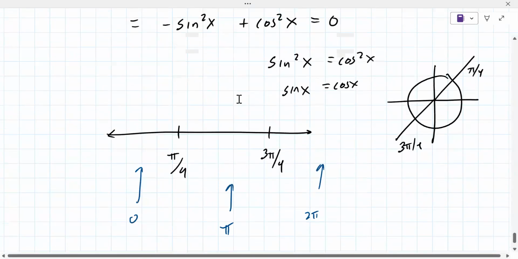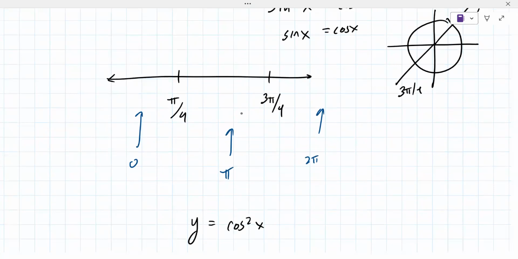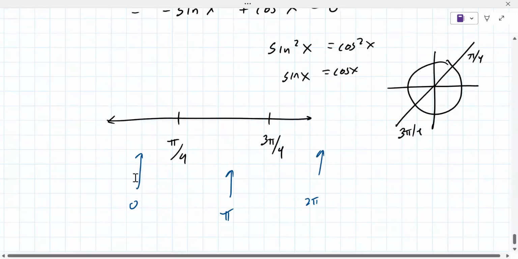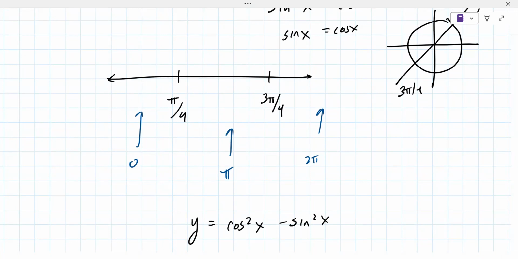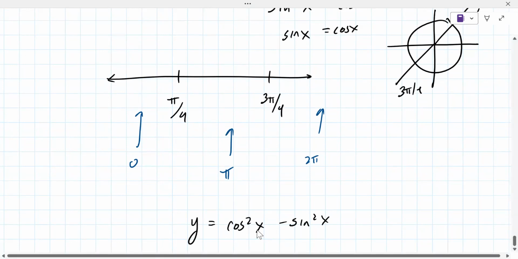Let me just rewrite this here: cosine squared x minus sine squared x. Okay, so at 0, the cosine of 0 is 1. The sine of 0 is 0. So this ends up being 1. Cosine squared is 1. 1 squared minus 0 squared is 1, or positive. And then from pi over 4 to 3 pi over 4, cosine of pi is negative.